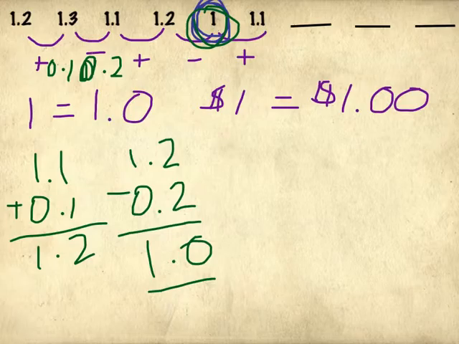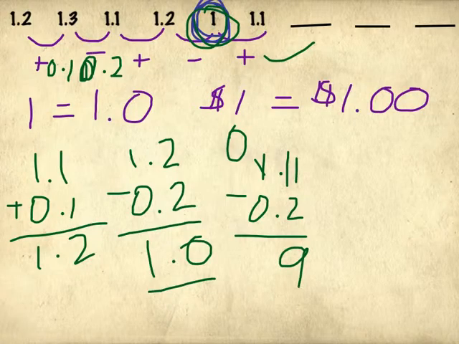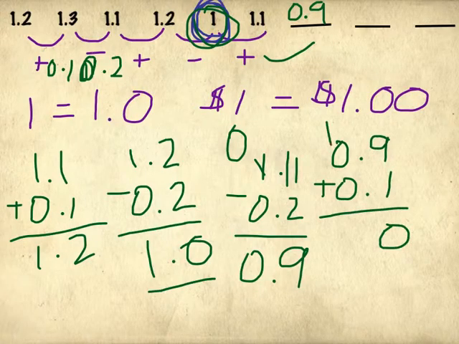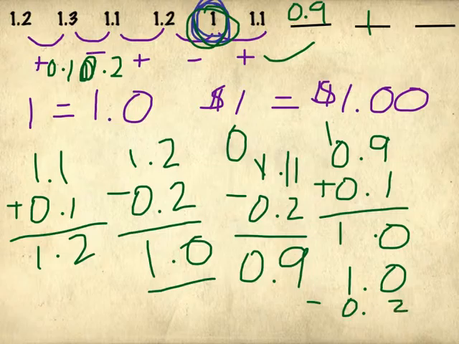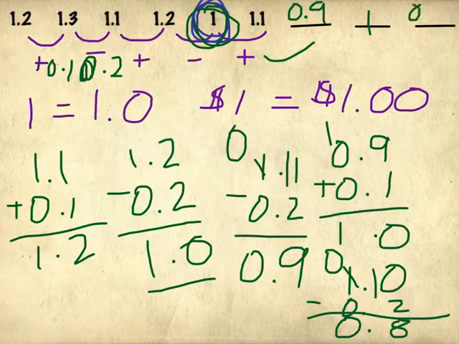I was at a minus, so 1.1 take away 0.2 is going to give me 0.9. 0.9 plus 0.1 is going to bring me back up to 1. And then 1.0 take away 0.2 is going to give me 0.8. And I could have done that in my head because I know that 10 take away 2 is 8. There's my pattern.